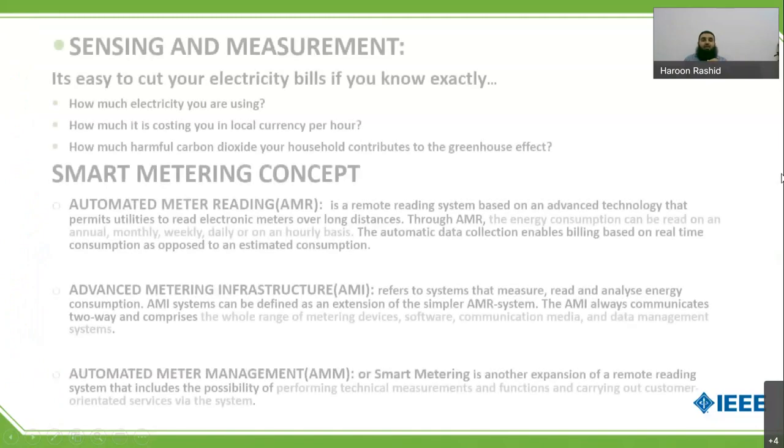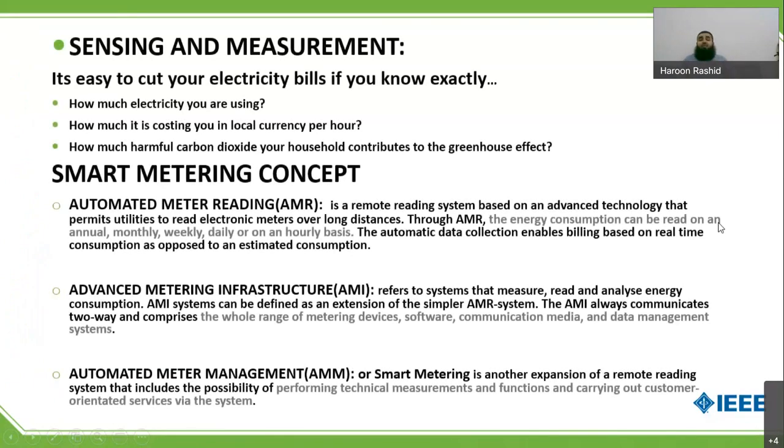Since the time is quite short, I will very quickly move on. This one, I just touched one of the components, which is the sensing and measurement unit, that we call the smart metering concept. So why do we use this? We want to reduce our electricity bills, reduce the cost of our electricity consumption, and get rid of harmful carbon dioxide. For this, we are moving forward to smart technology, in that, the smart grid concept.